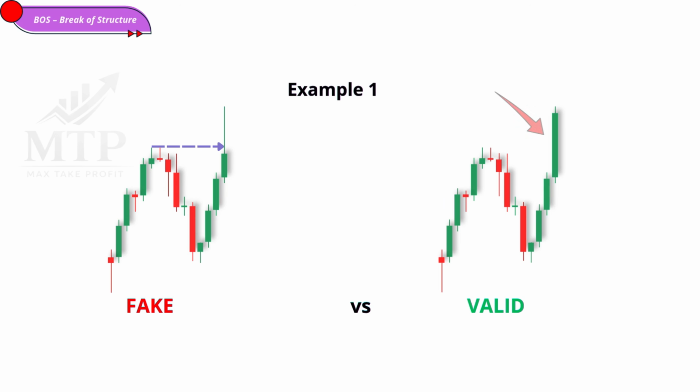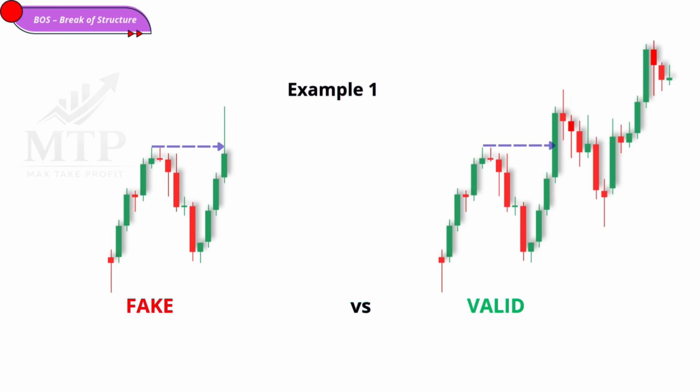Now, look at this other candle. The body of the candle closes cleanly above the old high. Not just a wick, the body. Price didn't just poke, it broke and stayed above. That is a valid BOS. The structure is broken. The uptrend continues. Remember this rule. The body confirms, the wick traps.